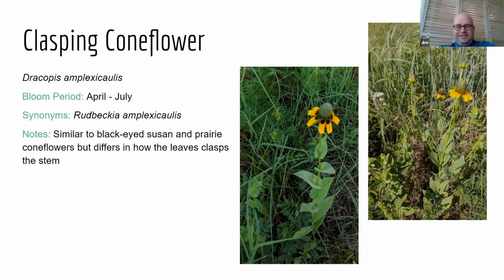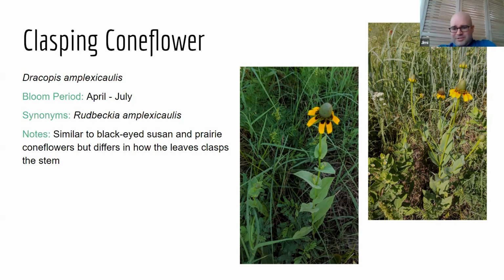and they're actually all going to be typically considered different genus. So this is Dracopsis and Plexicalis. It is monotypic. It's the only thing in this genus. It blooms from April to July. It has the yellow with kind of the maroon leaves in the center. It is also sometimes referred to as Rudbeckia, and it's very similar to black-eyed Susan and prairie coneflowers, but it differs in how the leaves collapse to the stem.